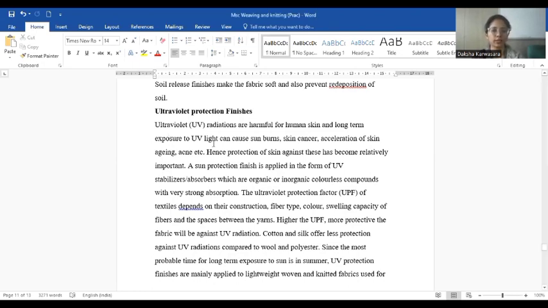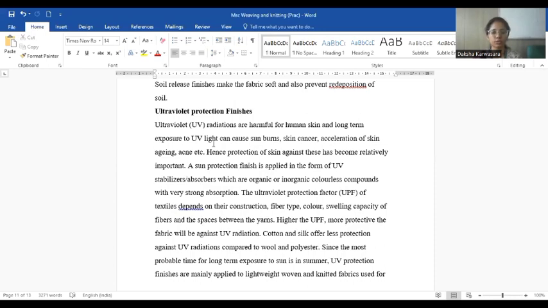As we know, UV radiations are harmful for human skin, and long-term exposure to UV light can cause sunburns, skin cancer, acne, etc. Hence, protection of skin against these has become relatively important. A sun protection finish is applied in the form of UV absorber stabilizers, which are organic or inorganic colorless compounds with very strong absorption.